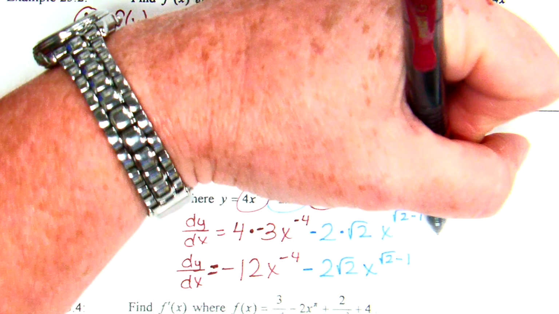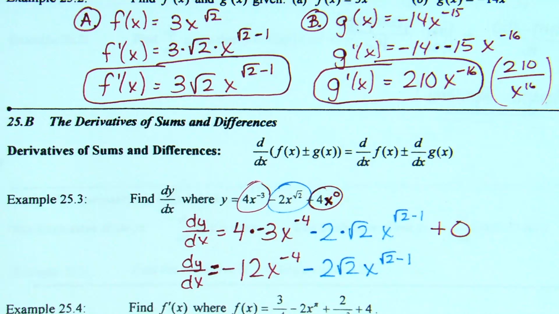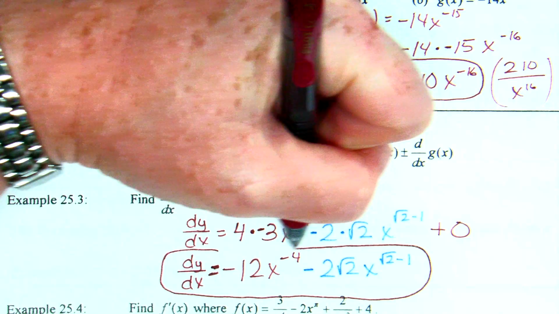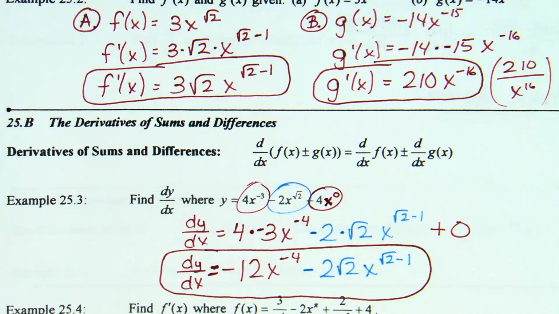So the rule to learn here, they don't explicitly state it, but the derivative of a constant is always 0. In other words, if I'm writing it, I would write it plus 0, but do I need to write that in the answer? No. So my final answer is negative 12x to the negative 4th minus 2 radical 2 x to the square root of 2 minus 1. It's a mouthful.